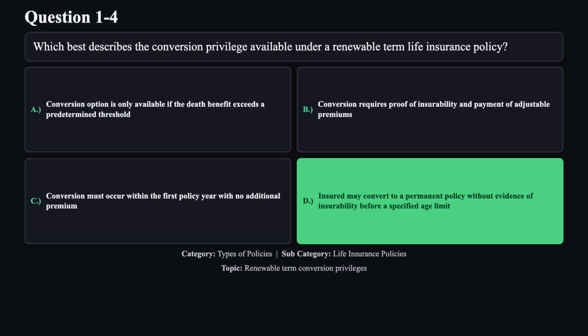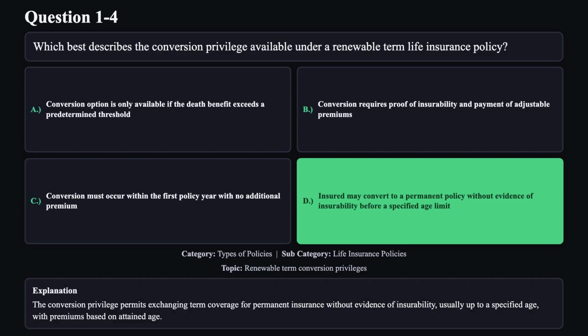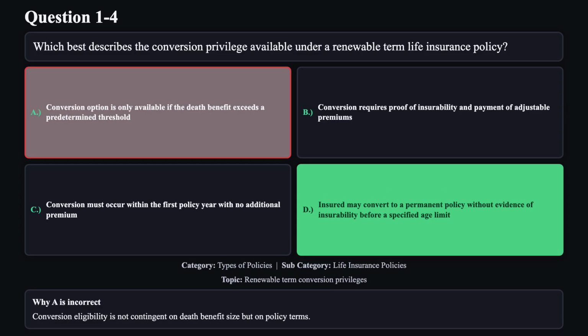The correct answer is D. The conversion privilege permits exchanging term coverage for permanent insurance without evidence of insurability, usually up to a specified age, with premiums based on attained age. Reason A is not correct. Conversion eligibility is not contingent on death benefit size but on policy terms.